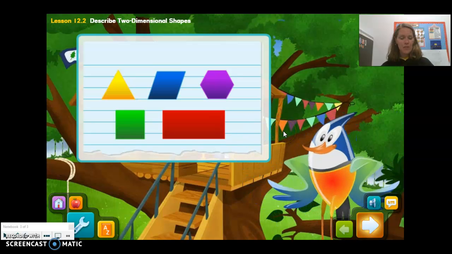Alright. I believe you have all of these in your blue envelope. I don't know if you have a rhombus here or not. So if you don't have it, we'll be talking about it here in a little bit longer. So again, talking about sides, vertices, and curves, and what these shapes are called.